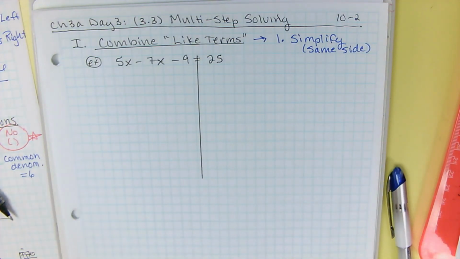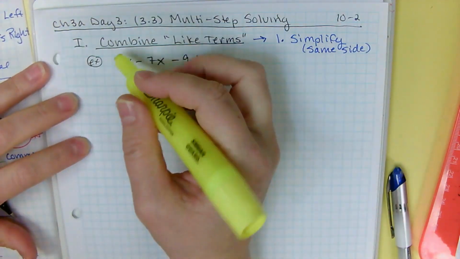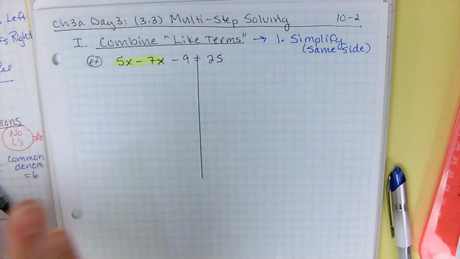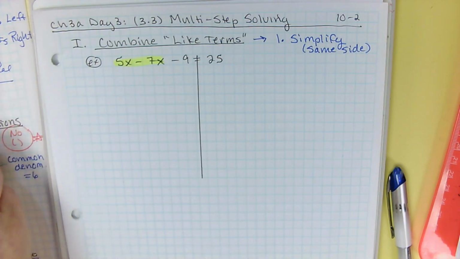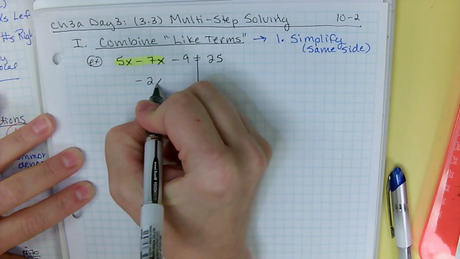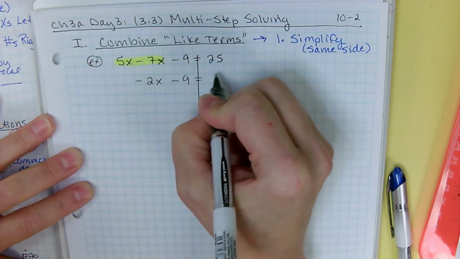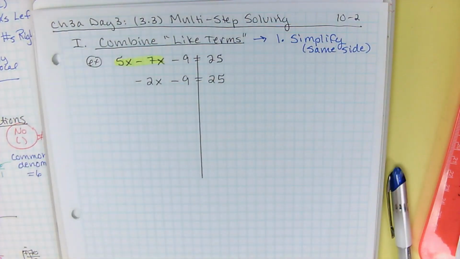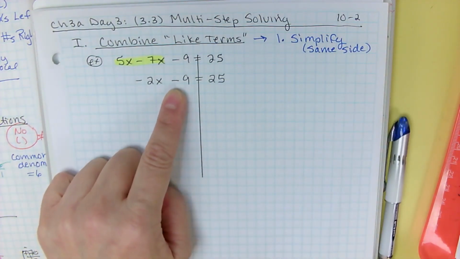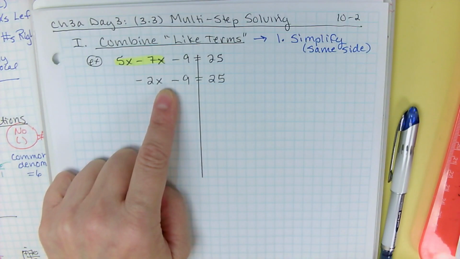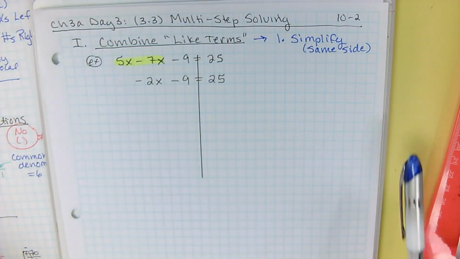So the two terms that need to be simplified are the 5x and the 7x. Like terms means matching letters. So we're going to put those together. 5x minus 7x is negative 2x. Now we know we're done with simplifying because I can't put an x term and a number term together, so those have to stay separate. And then of course the 25, there's nothing to do.